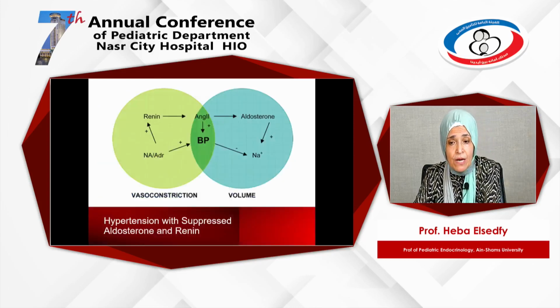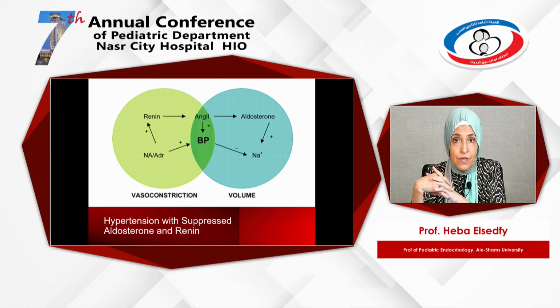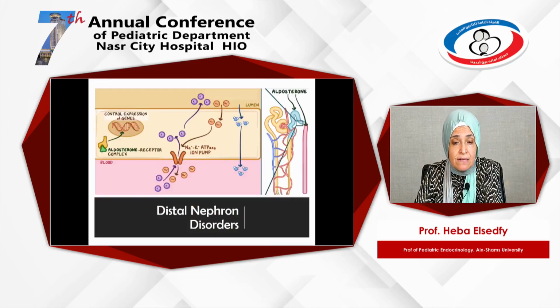Now we come to causes of hypertension with suppressed aldosterone and renin. In the previous slides, we mentioned high aldosterone and suppressed renin. Here, when we do the profile, we find that both are suppressed. They can be caused by distal nephron disorders.